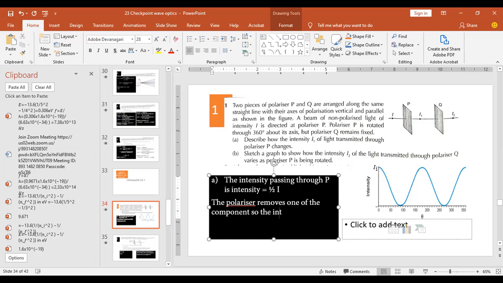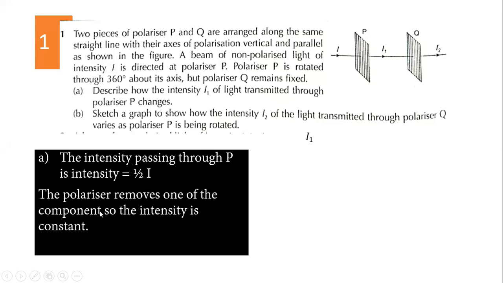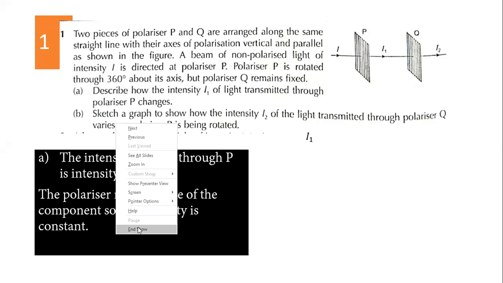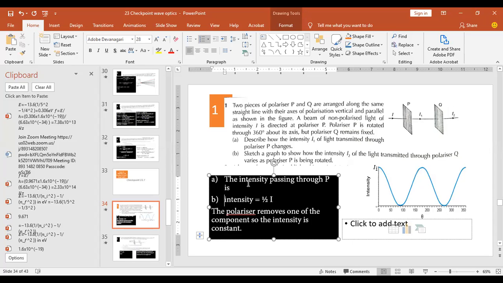So the intensity is constant. Right? Intensity passing through P is half I. Polarizer removes one of the components, so the intensity is constant. Okay, half I all the while, doesn't change. Yep. Any comment? Anything not clear?